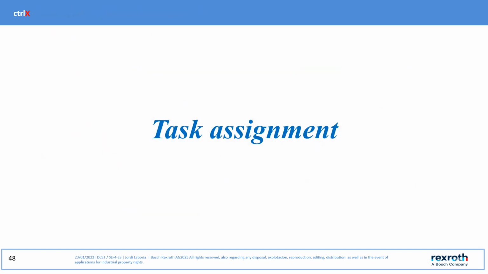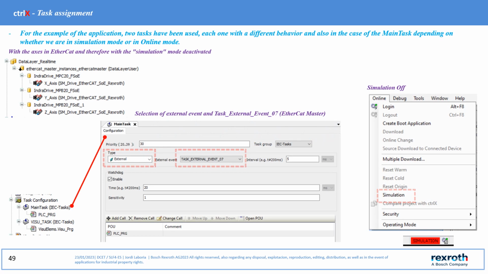Task assignment. For the example of the application, two tasks have been used, each one with a different behavior, and also in the case of the main task depending on whether we are in simulation mode or in online mode with ctrlX core. The first option is with the access in EtherCAT and with the simulation mode disabled.